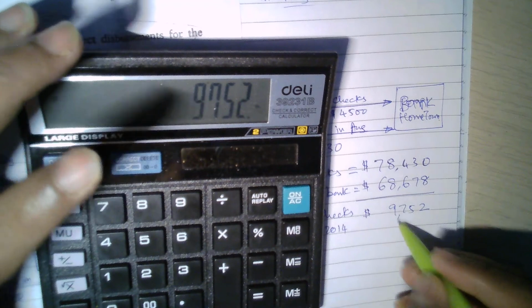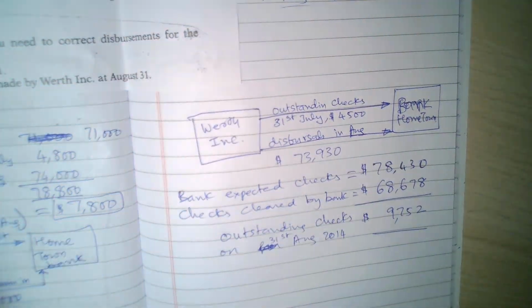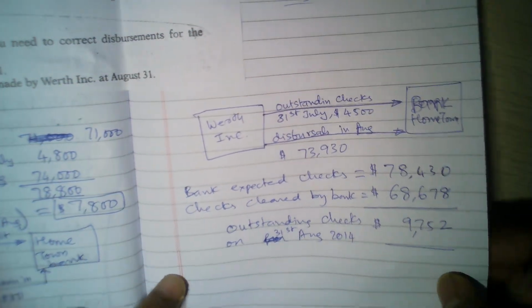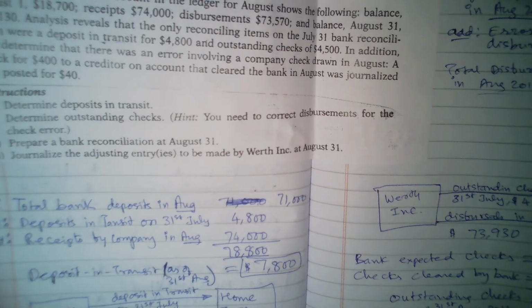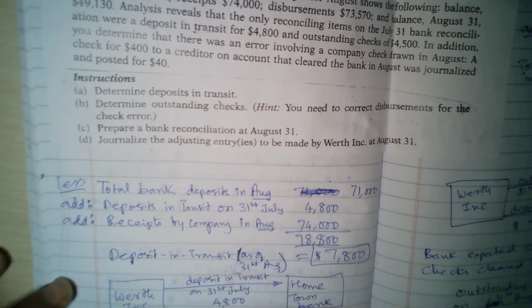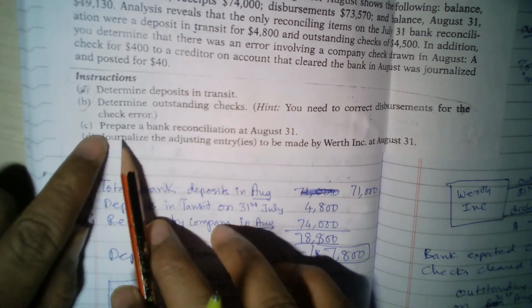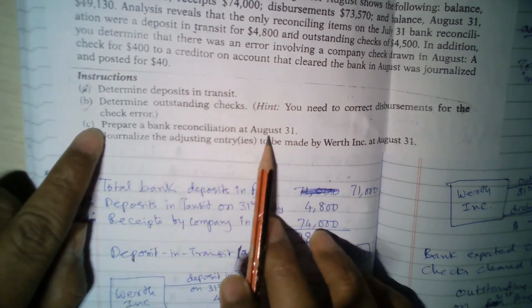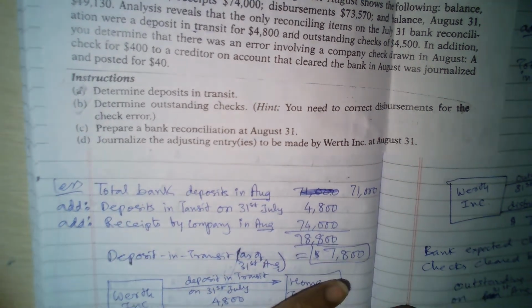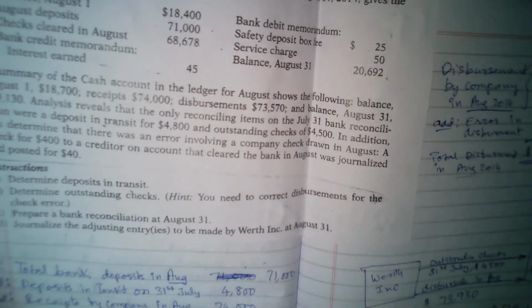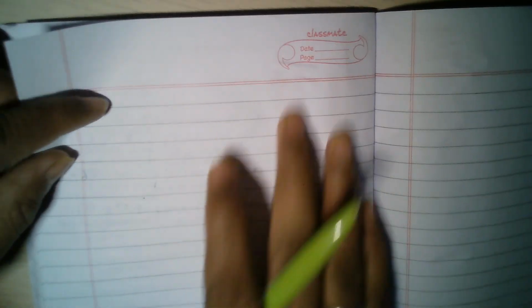$9,752. So this much amount of checks is outstanding that is expected to be received. So we have completed the A part and the B part. Now let's come to the third one: prepare a bank reconciliation at August 31. Once these two steps are done, let's do the bank reconciliation.